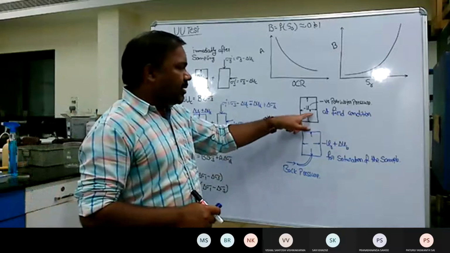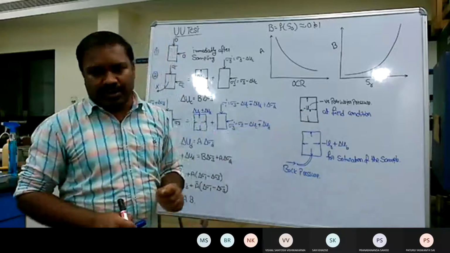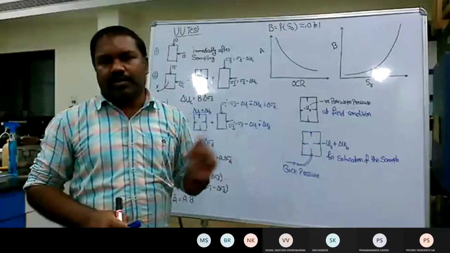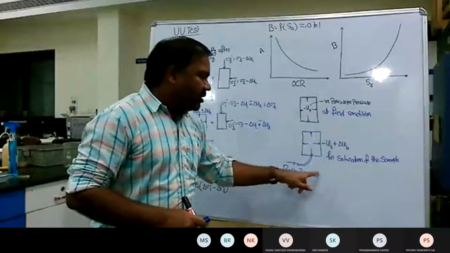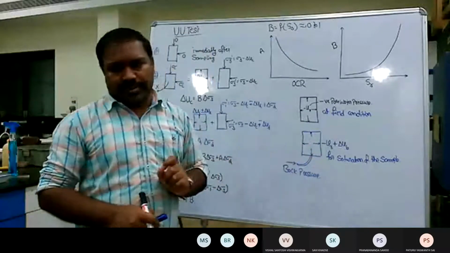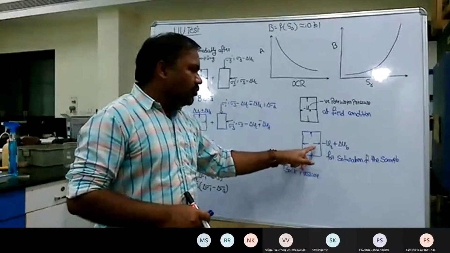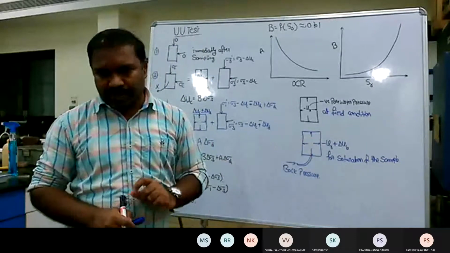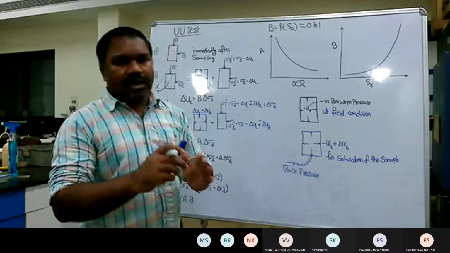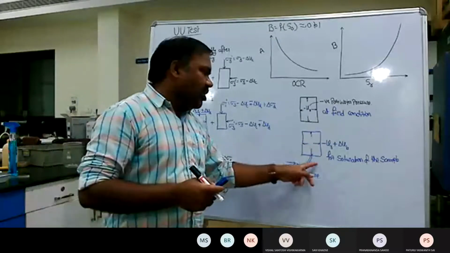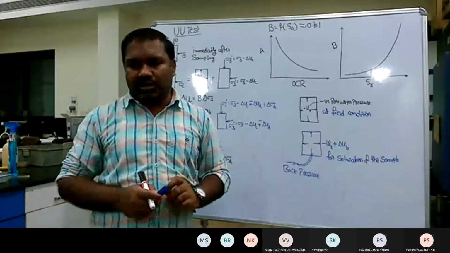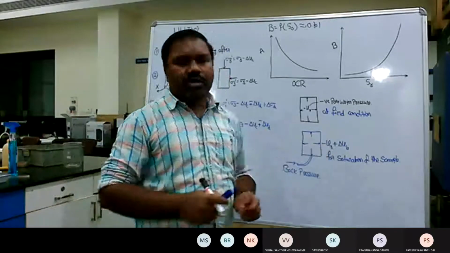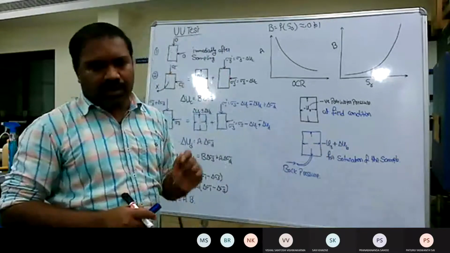Now initially the soil sample is under negative pore water pressure. The moment you start applying the back pressure, water starts entering into the soil sample. So this will initially negate the negative pore water pressure. Then as the water keeps entering the soil sample, it slowly converts the negative pore pressure into positive pore water pressure.